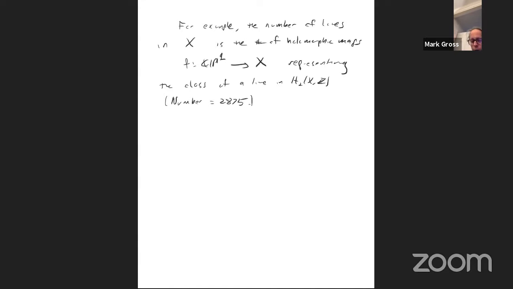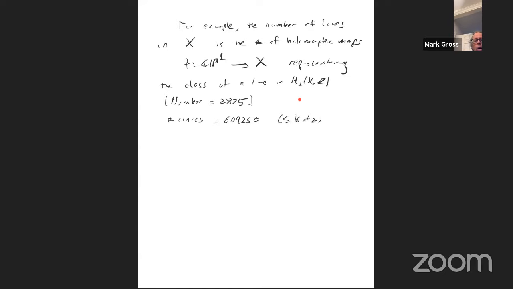Maybe because Sheldon is here, I should also mention the number of conics, which was 609,250. This is Sheldon Katz, and that was, I think, the last calculation that really predated the advent of mirror symmetry. So it was quite surprising that string theorists were able to predict all these numbers, not just for lines and conics, but also for bigger homology classes.